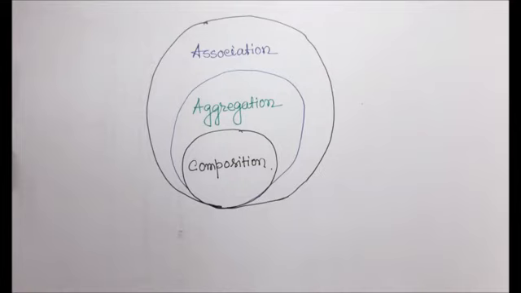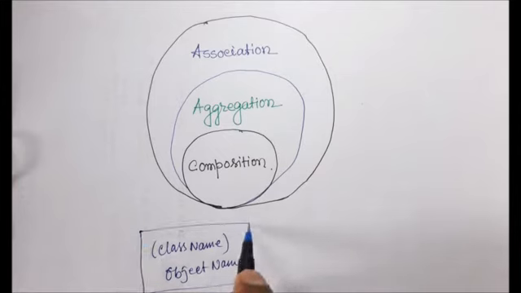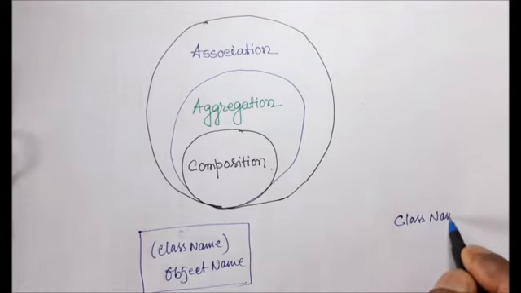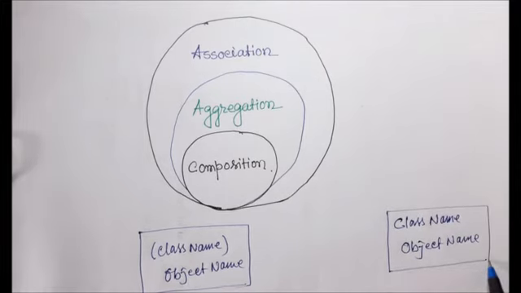Let us start with what a link means first. A link is a physical or conceptual connection between object instances. For example, let me write a class name. Whatever the class name, for example, this is one of my classes, and this is my object name. And here this is my another class. This is the general syntax. We have two classes, and in between the two classes is a link.